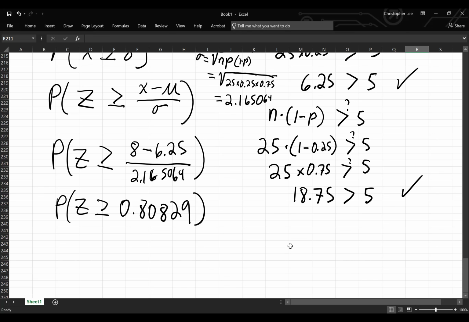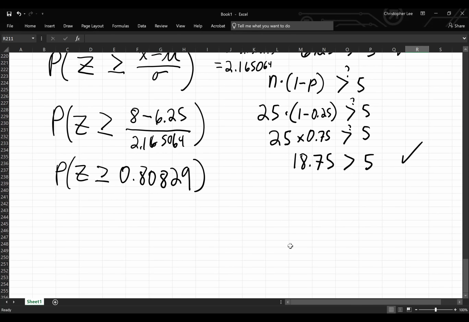After you get the Z, you come here, the normal distribution table. So remember, we have to round this off, right? I'm going to round this off to 2 decimal places, 0.81.